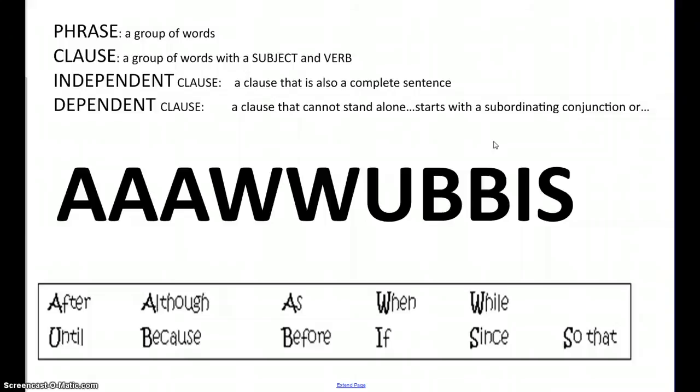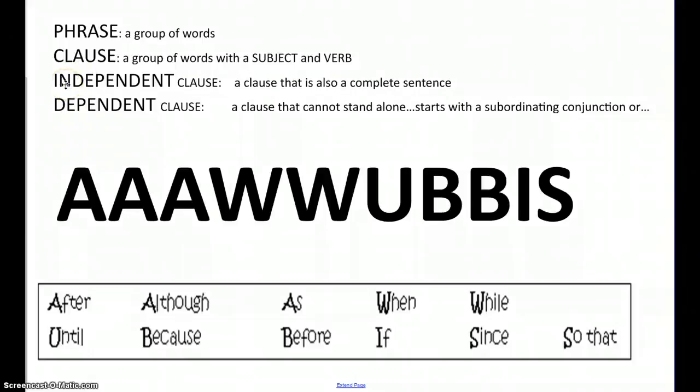Now, most of the time we talk about clauses with subjects and verbs as a complete sentence. But now we're going to look at how a clause can have a subject and a verb but not be a complete sentence, because it doesn't complete a thought by itself. So now we break our clauses down into two different groups.